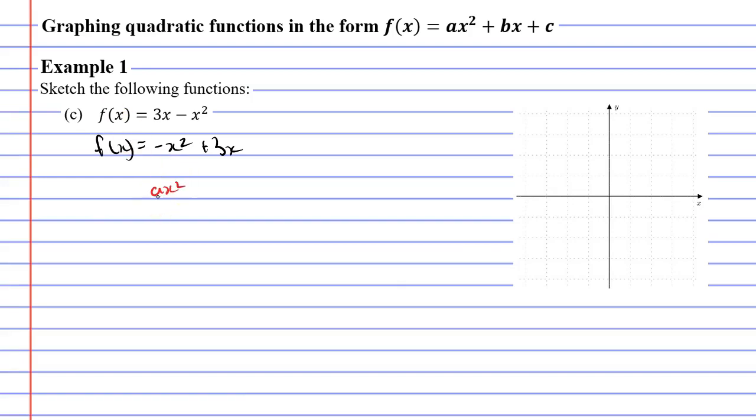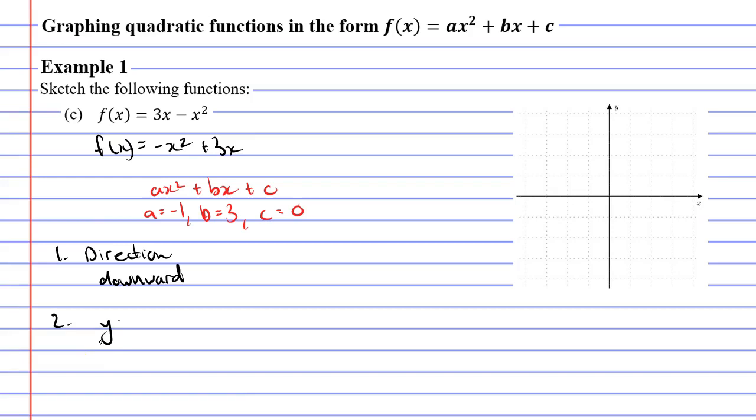So we need to figure out what a equals, what b equals, and what c equals. So to the left of the x squared, we have the negative symbol. This is technically negative 1 x squared, so a equals negative 1. We can see that b equals 3 because 3 is to the left of the x, and there's nothing here for c, which just tells me that c must equal 0. So the first thing we're going to ask ourselves is, what is the direction of the parabola? And we can see that we've got a negative value for a, which means that it's a downward facing parabola.